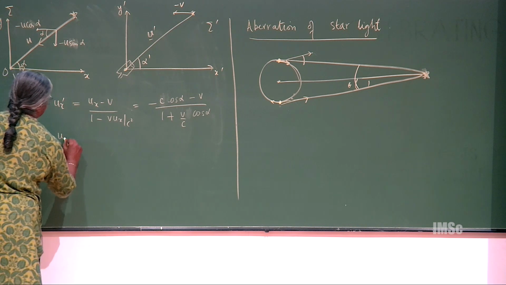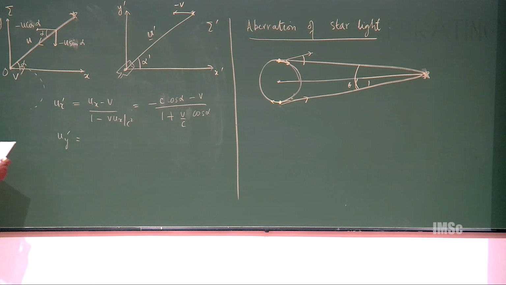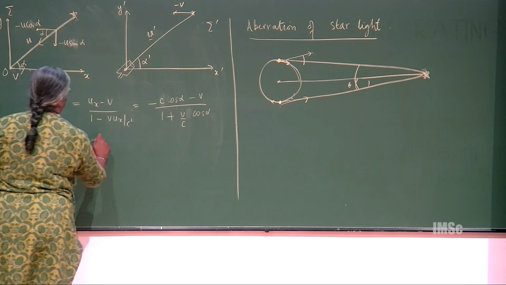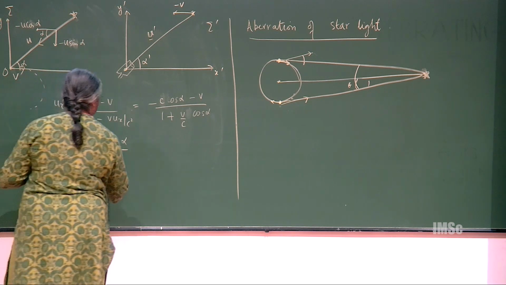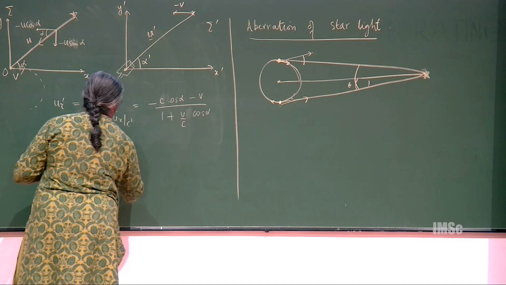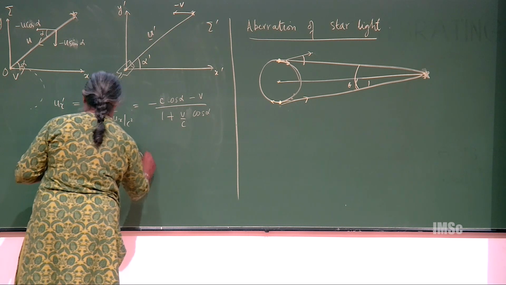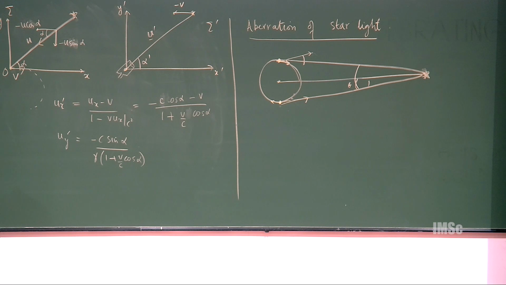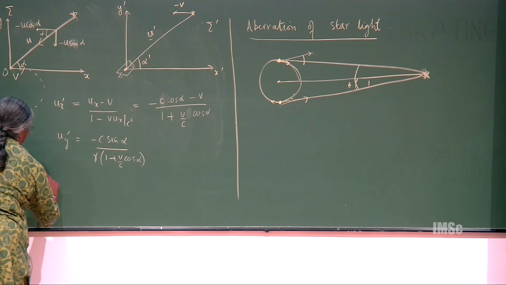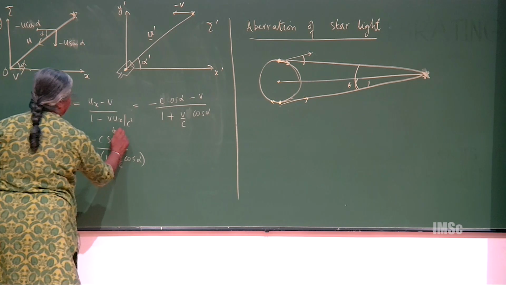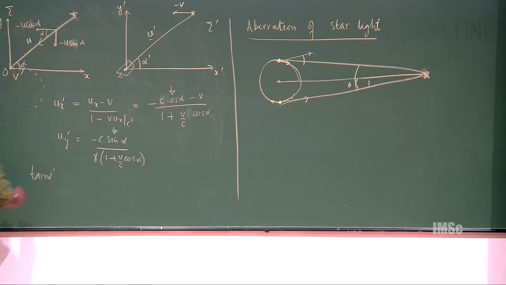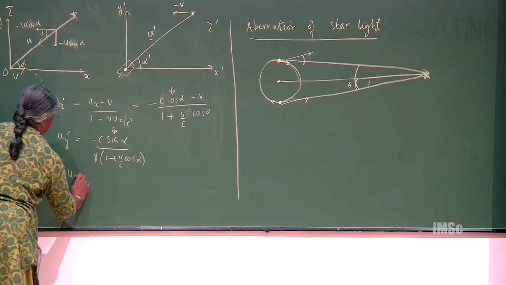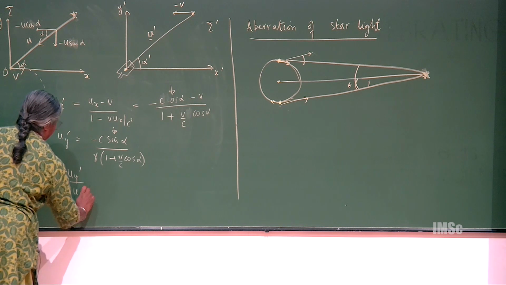Similarly, I can write, now you can see this uy prime will also have a role to play. So there will be a gamma over here. So what is uy? Minus c sine alpha by the same denominator times gamma, right? So gamma times 1 plus v by c cos alpha. So I can compute tan alpha. I have here sine alpha and I have here cos alpha. So let me first compute uy prime by ux prime.